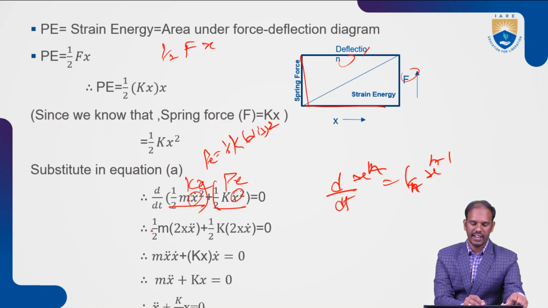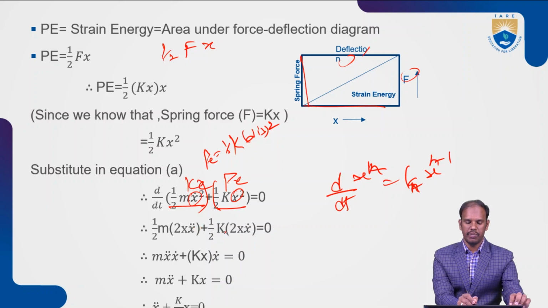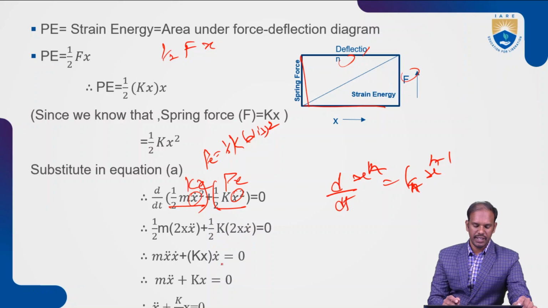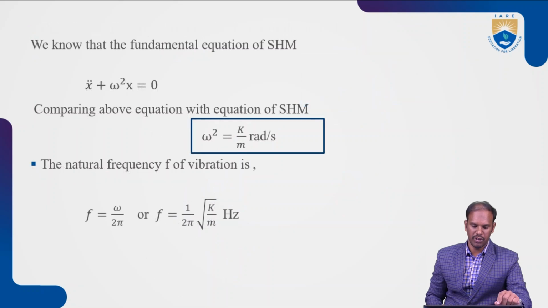So here we have 1 by 2 into m, and x into it, x has been presented, and x double dot has been presented over here, which is nothing but the square. Again it is taken in terms of x double dot into k by 2 into x.